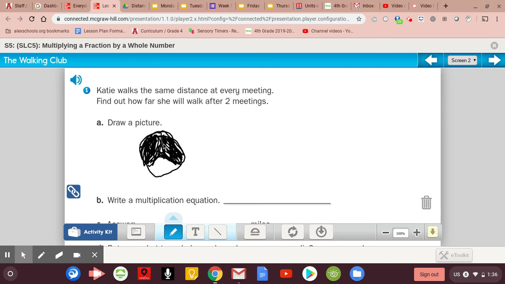But we're asking for 2 meetings, right? So that's 1 meeting. I need to draw another circle and split it into thirds. And I need to color in 2 more for 1 more meeting, right? So 2 more because she walks 2/3. I'm going to color in this one first and finish off this circle. 1, 2. So that is how she does her meetings.